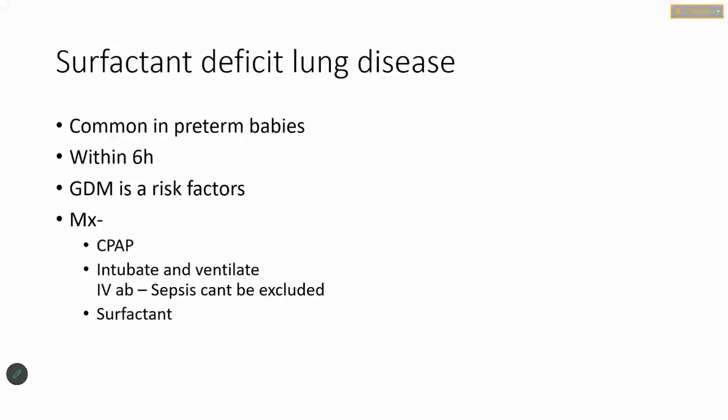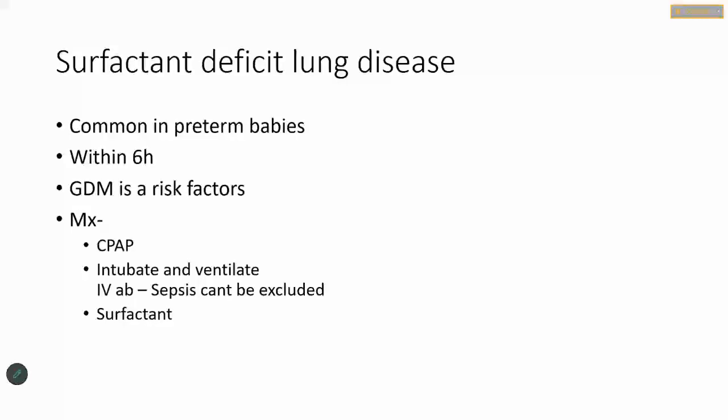Then, how to manage the child with surfactant deficiency? The management is respiratory support. Initially we can go for CPAP. And once we want to deliver the surfactant, we have to intubate the baby and ventilate, because we are delivering the synthetic surfactant via the endotracheal tube. We have to put the ET tube and deliver the surfactant through it, so we anyway have to intubate and ventilate when we do the surfactant delivery.